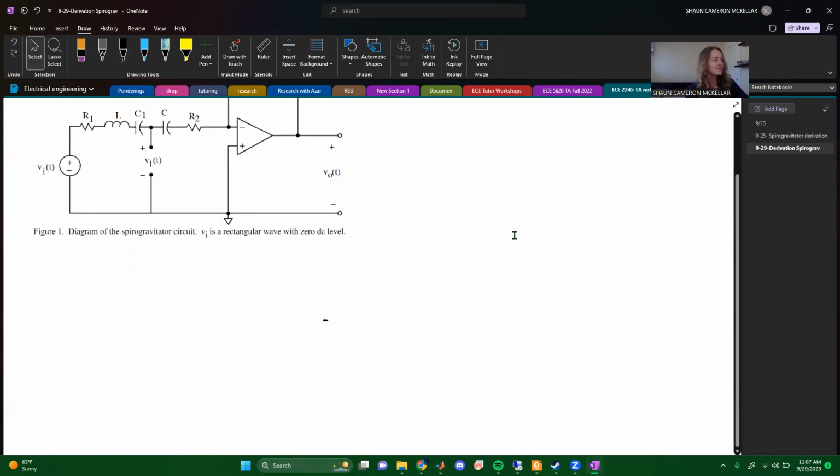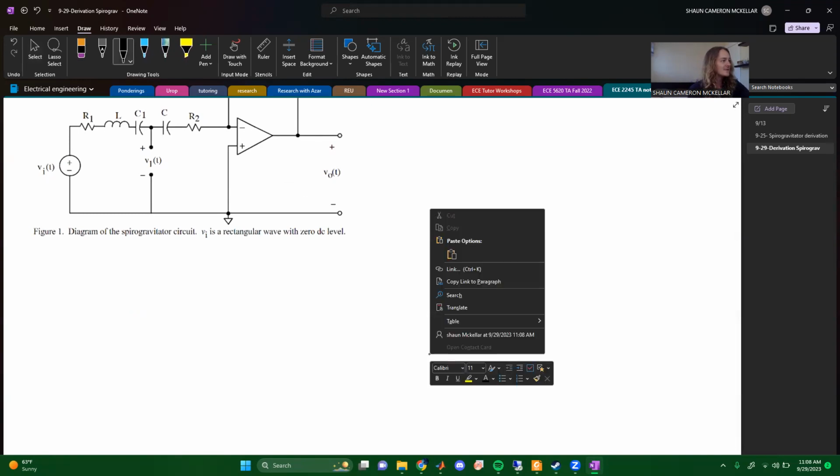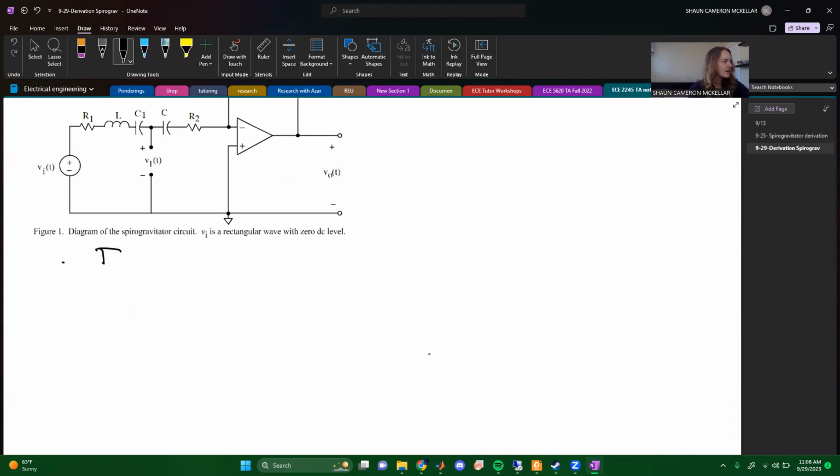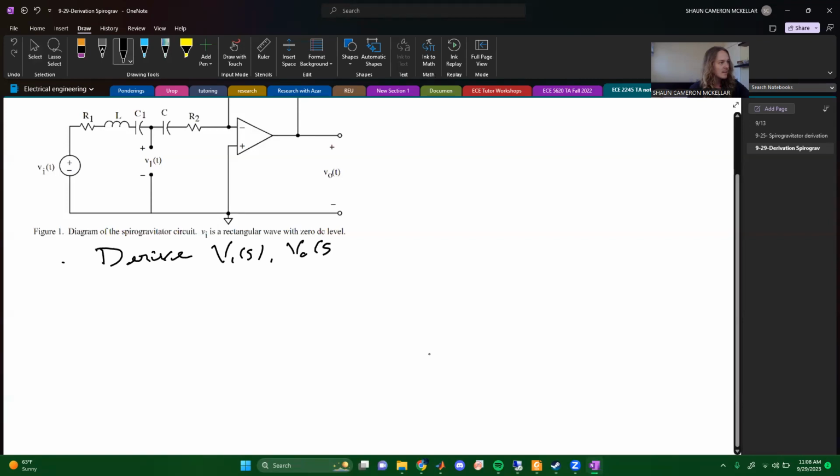Also, I'm not using the best writing surface, so please bear with me as we get through this derivation. It asks us to find or derive V1 of S and V naught of S in this circuit. For the most part, we just want to use the Laplace transform method. I think you've already discussed this in class, so I'll go through this pretty fast.